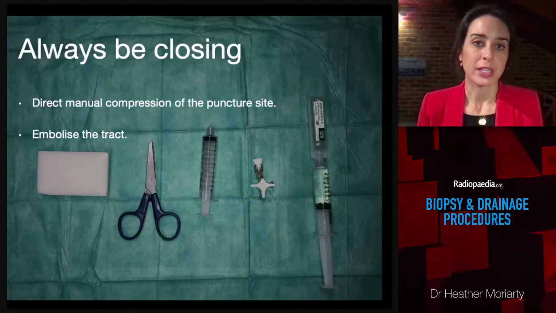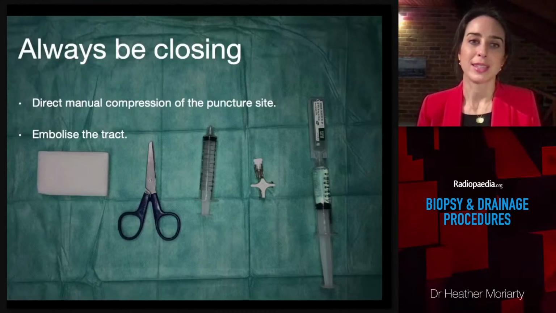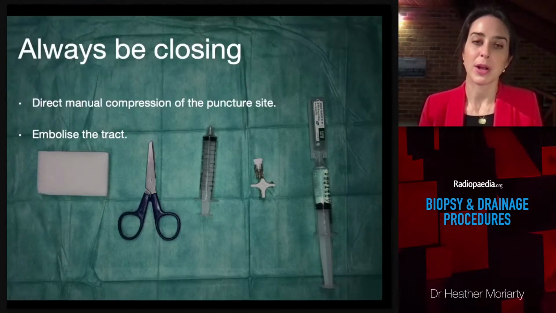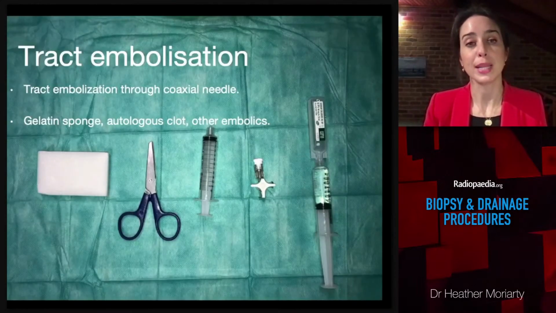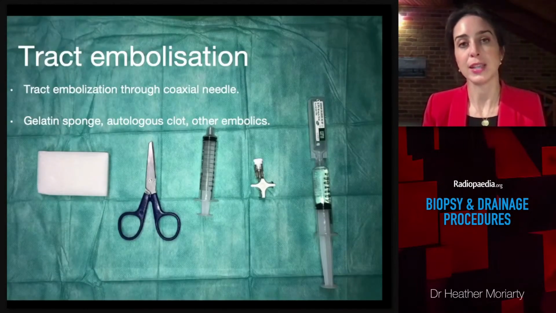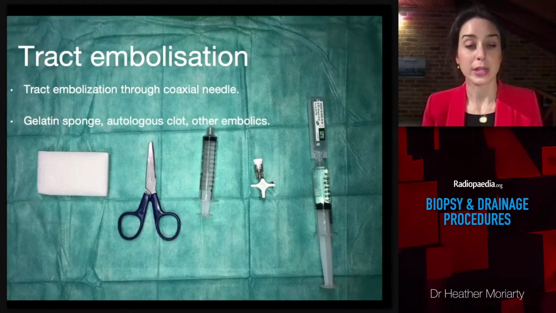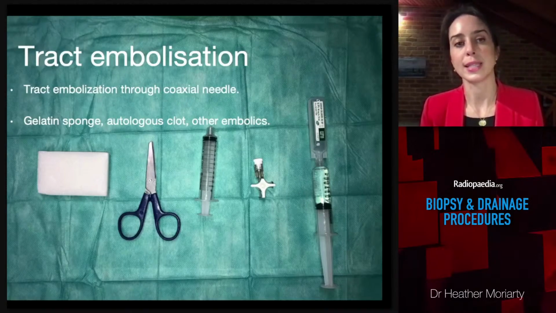Usually, manual compression of the puncture site for a few minutes is necessary to prevent bleeding. On occasion, embolizing the tract can be necessary. Tract embolization can be really useful, particularly in procedures where there's a higher bleeding risk or to reduce the rate of pneumothorax in lung biopsies. So here the biopsy needle is removed and the embolic is injected through the coaxial needle.